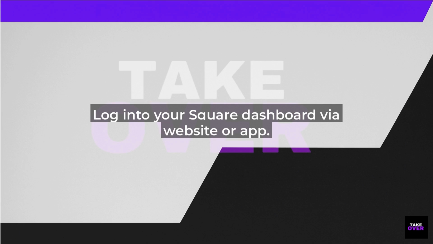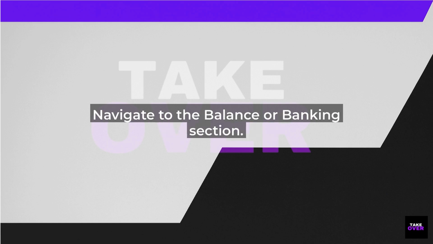You can access this from the Square website or their mobile app. It's user-friendly on both. Once you're in, head over to the Balance or Banking section. This is where all your transaction details and available funds are displayed. Look for the Transfers option. It's usually right there on the main page.